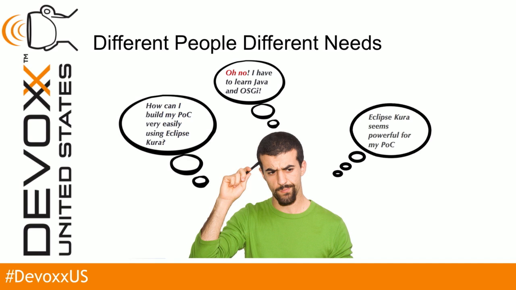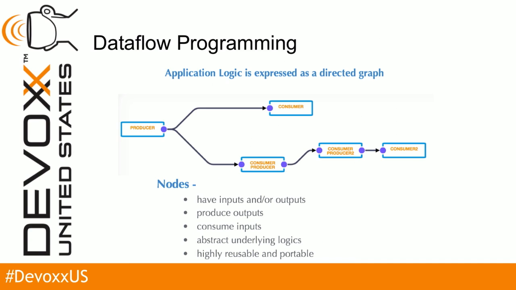So that's where we came up with this notion of abstracting away that Java OSGi learning curve and putting it in a dataflow programming model. It's very simple. It's very similar to what you've probably seen in Node-RED, with drag and drop connecting components. It's a completely different approach, so we're not trying to compete with Node-RED anyway.